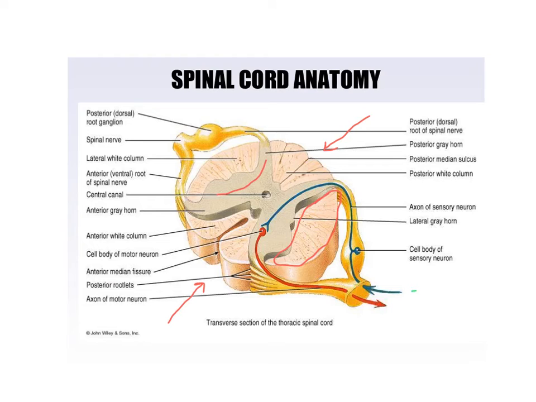You can see that sensory information enters your spinal cord through the dorsal, or the posterior side. And right here, this little lump, that's called the dorsal root ganglion, or the posterior root ganglion. Now remember, a ganglion is a cluster of cell bodies located outside of the central nervous system. So that is a bunch of cell bodies located outside the spinal cord.